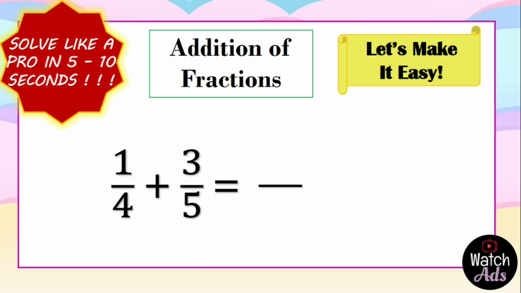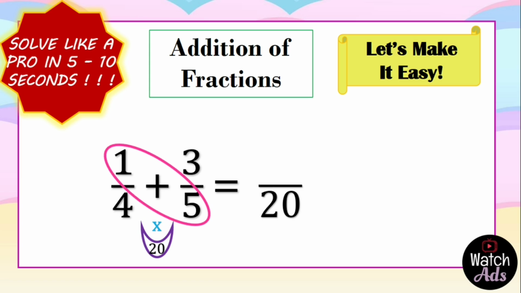We have 1/4 plus 3/5. First, examine the fractions. These fractions are dissimilar fractions. Dissimilar fractions are fractions with different denominators. To add dissimilar fractions, first, we multiply the denominators. 4 multiplied by 5 gives us 20. That will be our denominator. Next, we multiply 1 and 5. The answer is 5.